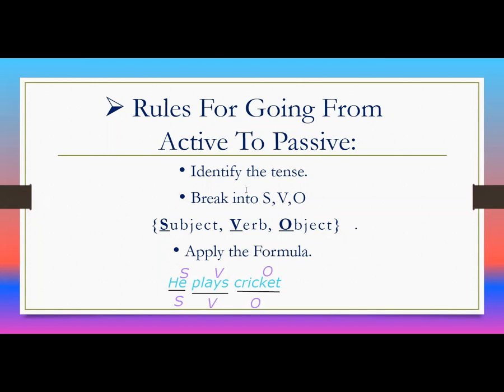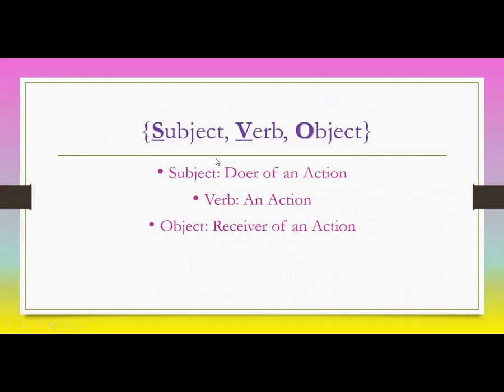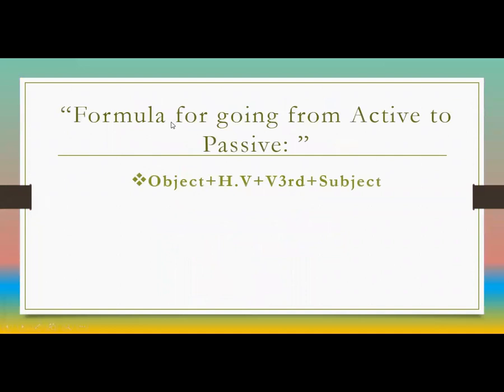Into means a sentence; they are talking about this sentence. And then apply the formula. What's the formula? Let's move on to the next slide. The formula for going from active to passive is object plus helping verb plus verb third form plus subject. This is the permanent formula for going from any active to any passive. Here the helping verbs are changed according to the tenses. Okay, moving backward.